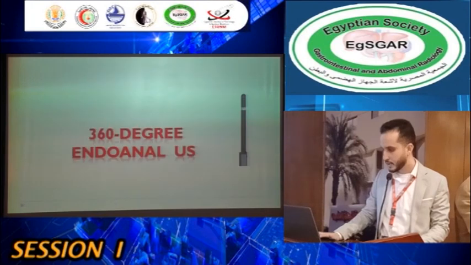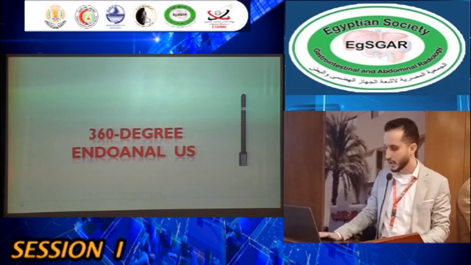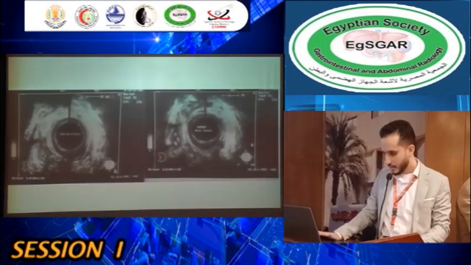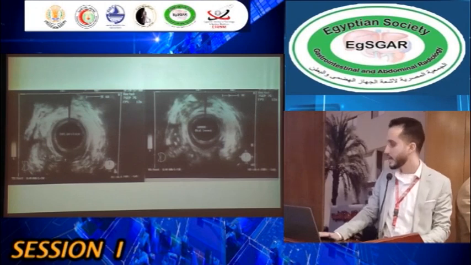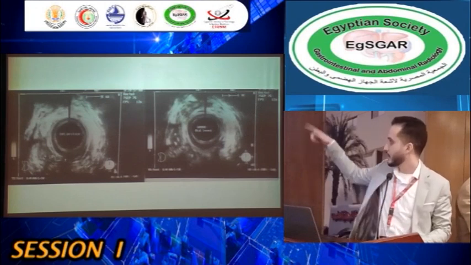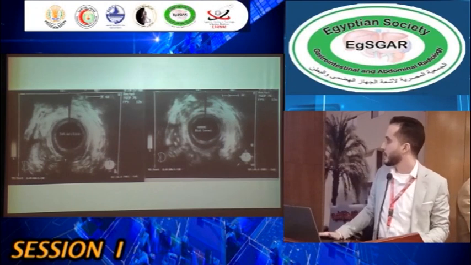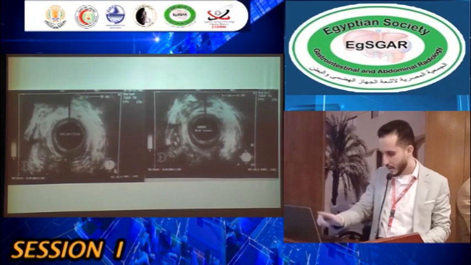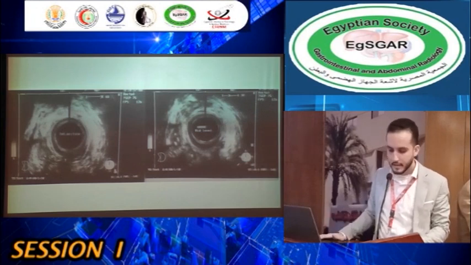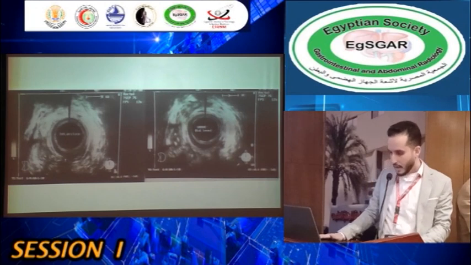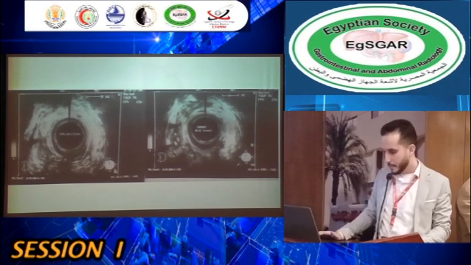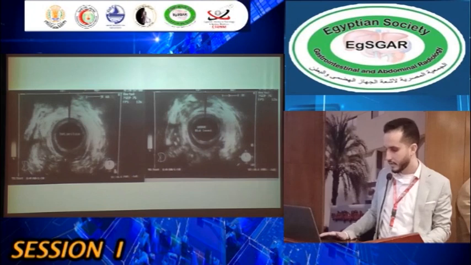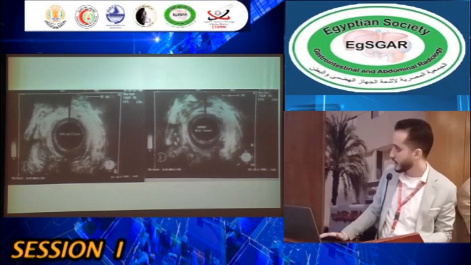Before this patient was referred to us, he underwent 360-degree endoanal ultrasound, and here are some of the photos obtained. As we can see here, the hyperechoic structure is the external sphincter, and the internal hypoechoic structure represents the internal anal sphincter. And as we can see here in the first photo, there is a hypoechoic tract traversing the external anal sphincter.